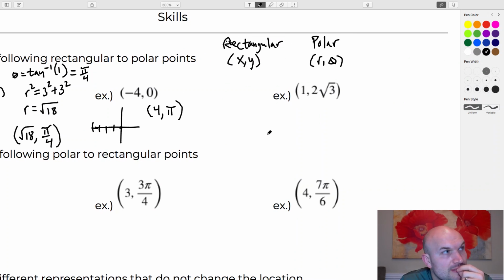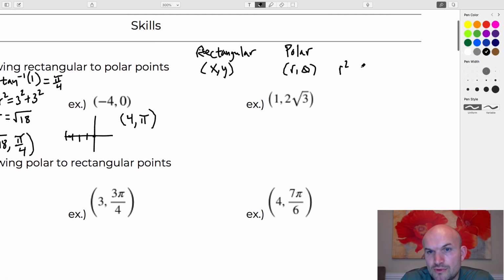Oh, that might be an interesting one to use. Okay. The next one is 1 comma 2 square root of 3. Now, this one doesn't look as nice to simplify. But again, we can use the same idea. We know that r squared is going to equal 1 squared plus 2 radical 3 squared.